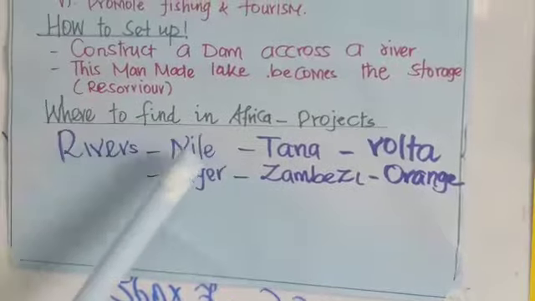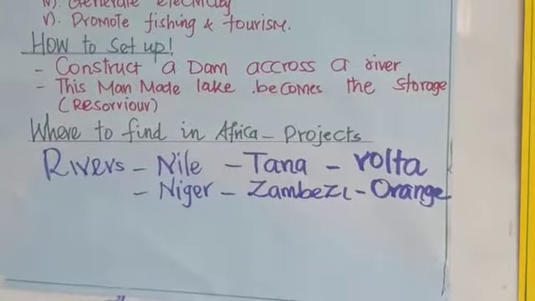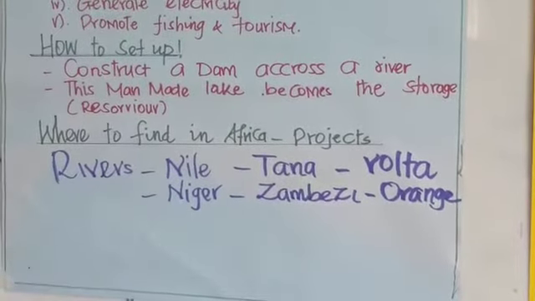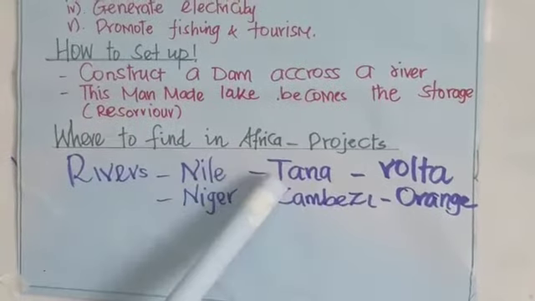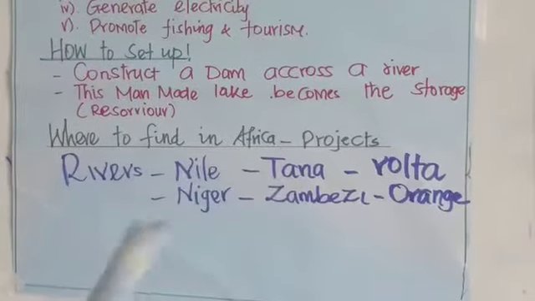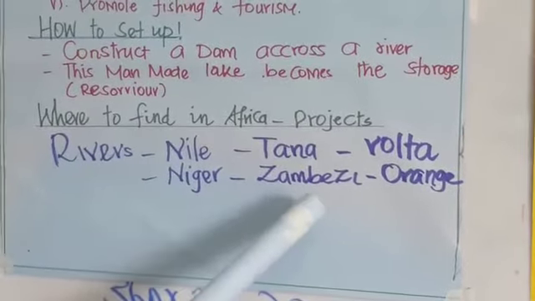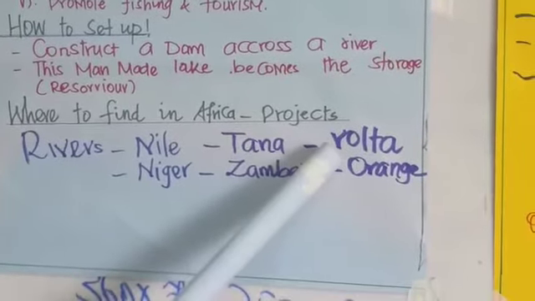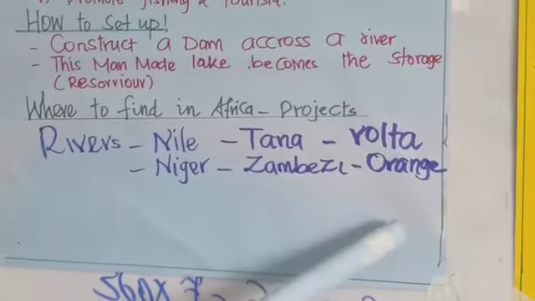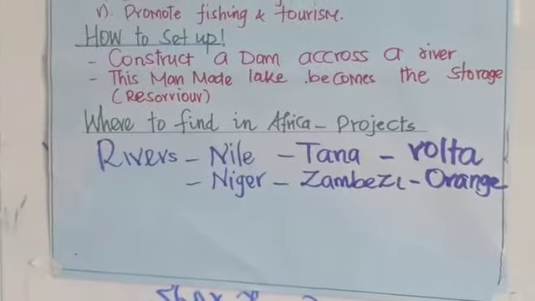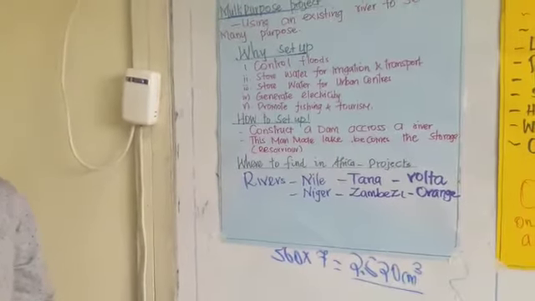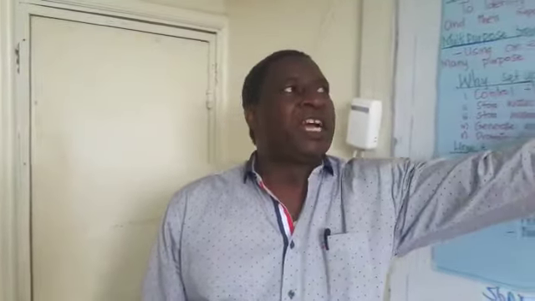Of course, we all know River Nile, the longest river in Africa. River Niger in Nigeria. River Tana in our own country, Kenya. River Zambezi that cuts across Zimbabwe and Zambia. River Volta in Ghana. And River Orange in South Africa, to mention but a few. So what's our focus this time around? The focus for this class is the Tana River project found in Kenya.